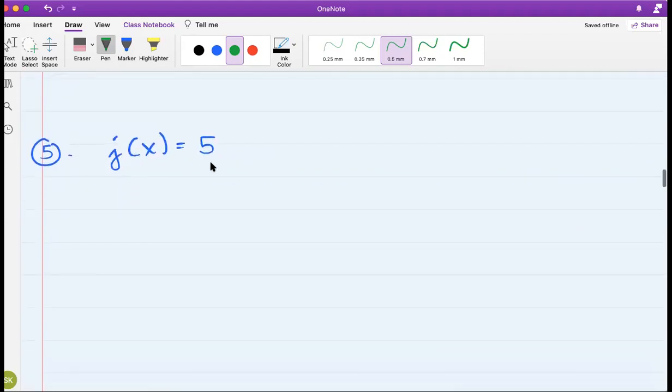Here's another line, j of x is equal to 5. This is a polynomial function.